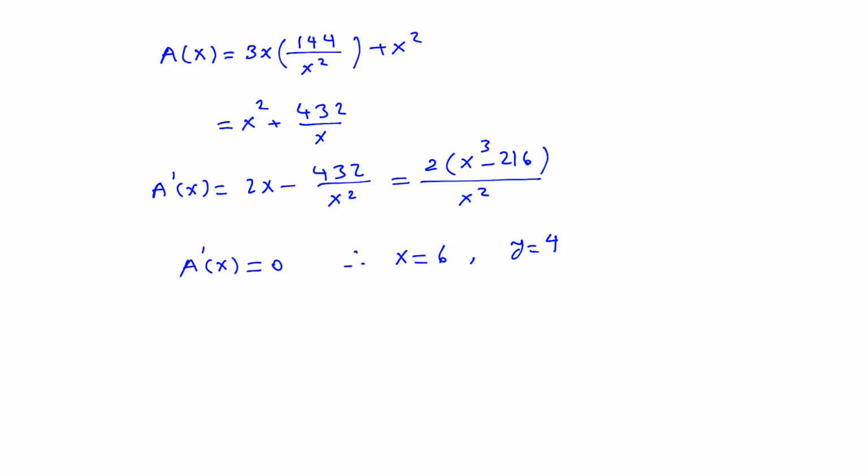To see that x equals 6 minimizes A of x, we have to look at the sign of the rate of change. At 6 it is 0, between 0 and 6 it is negative, and after 6 it is positive. This means A is decreasing when x is between 0 and 6, and after 6 it is increasing, which means when x is 6, A is minimum. We will study this in the next chapter, how to find the maximum and minimum of a function.